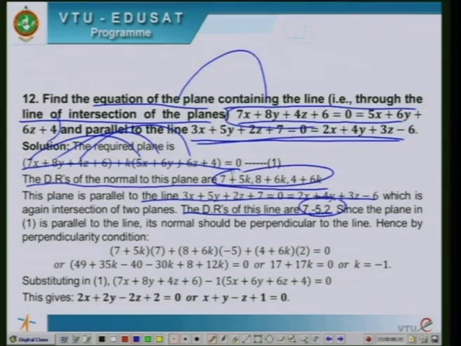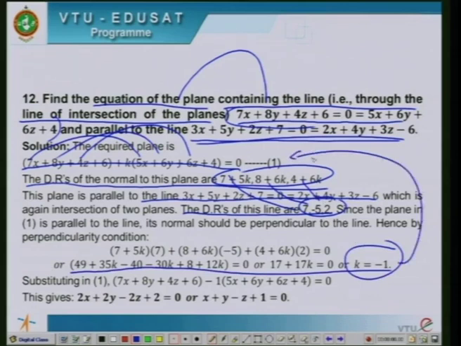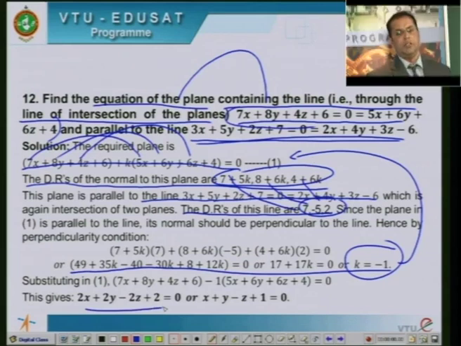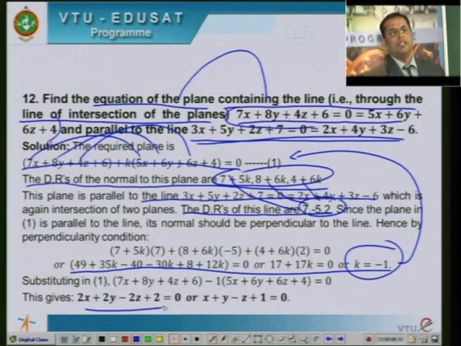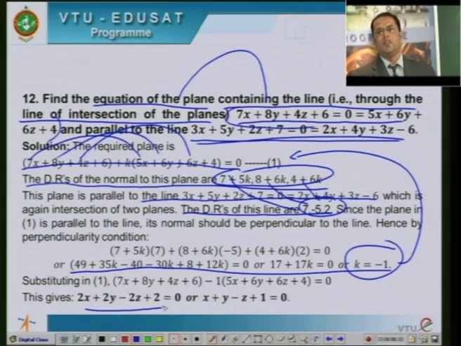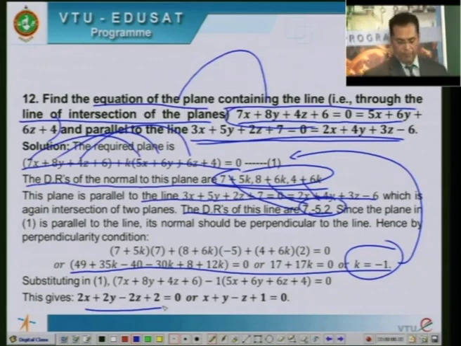So, you should get (7 plus 5k) into 7 plus (8 plus 6k) into minus 5 plus (4 plus 6k) into 2 equal to 0, which gives you on simplification k equal to minus 1. Substitute this value of k in equation 1 and simplify to get finally the equation of the plane as 2x plus 2y minus 2z plus 2 equal to 0, or removing the common factor 2 throughout, you have x plus y minus z plus 1 equal to 0, which is the required equation of the plane.